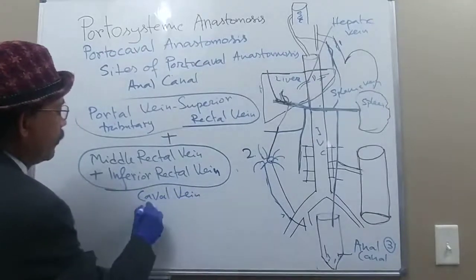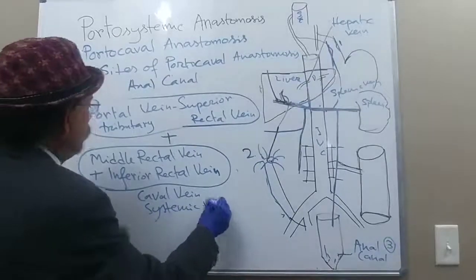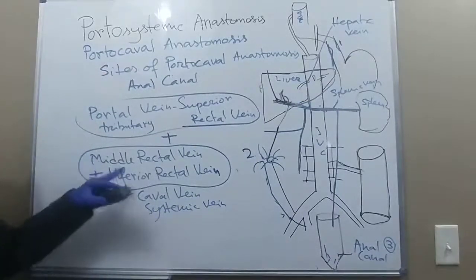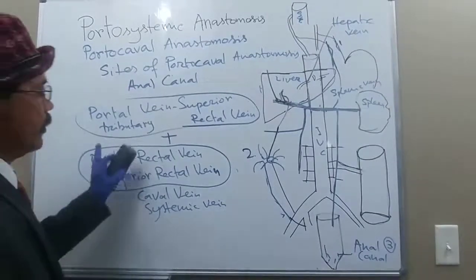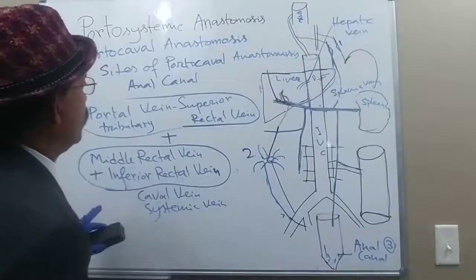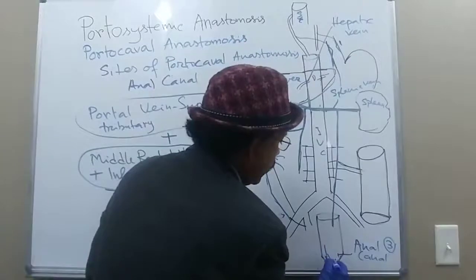Caval vein or systemic vein. Okay, so this is a tributary of the internal iliac vein. This is a tributary of the internal pudendal vein. Okay, this is systemic or caval. So that is another site of anastomosis in the anal canal.